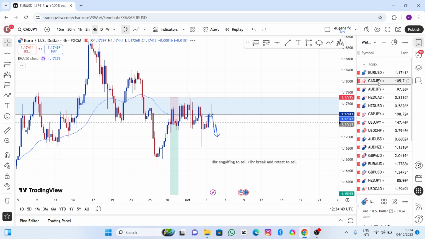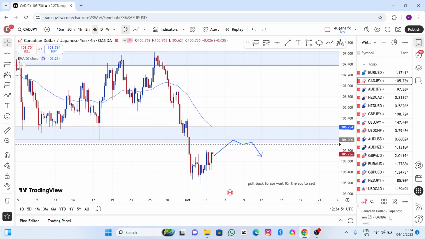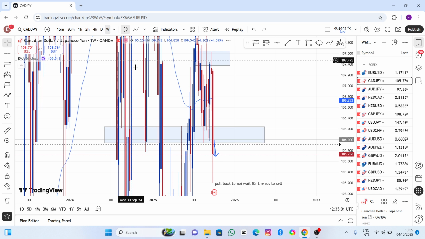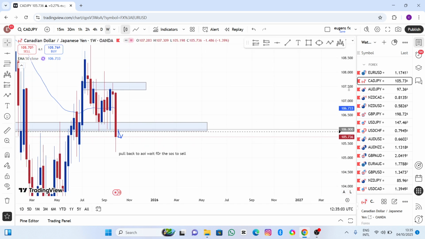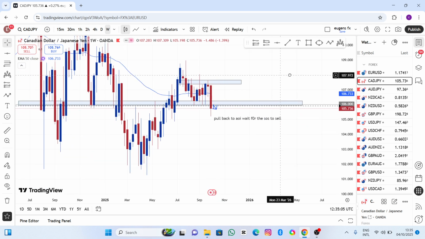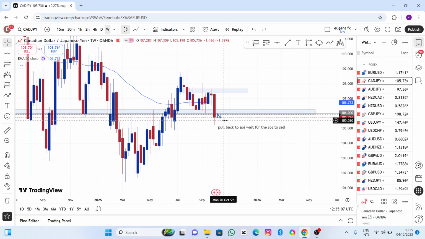The next market we have is JPY. This week we have a lot of markets, a lot of opportunities, but we will select the best. So the next is JPY. On the weekly time frame, the market is bearish. You can see it is obvious.